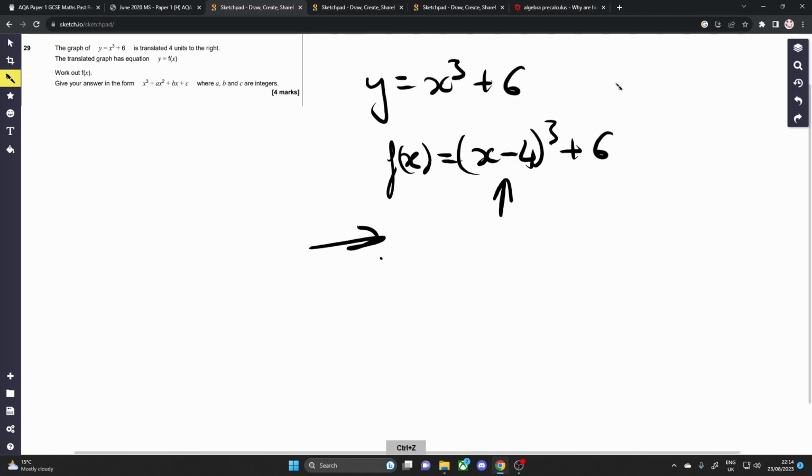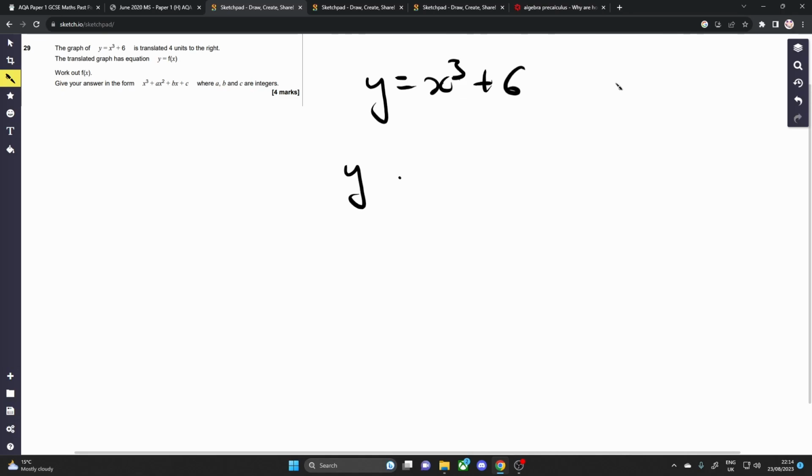And to that, I would say that is how, secretly, all functions work, right? And I'm going to explain that by giving you a different example. So if I say that y, let's just use the same curve, y equals x cubed plus 6, okay? And I want to move this up 3 units.